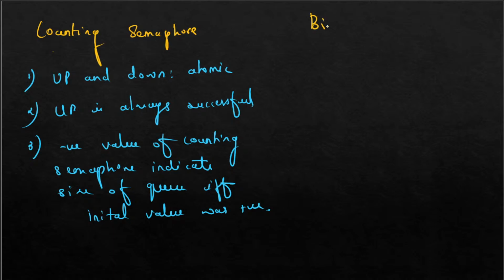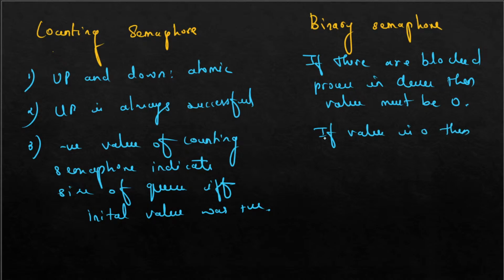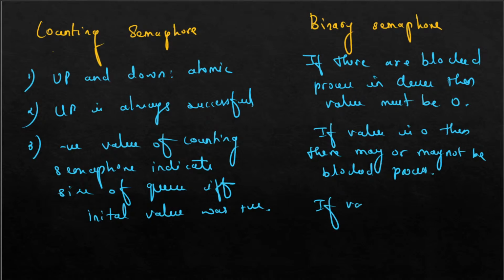After that, let's talk about binary semaphore. If there are blocked processes in the queue, then the value must be 0. If the value is 0, then there may or may not be blocked processes. If the value equals 1, then nothing is blocked. The first reader-writer problem we will also see. So note this, everyone.